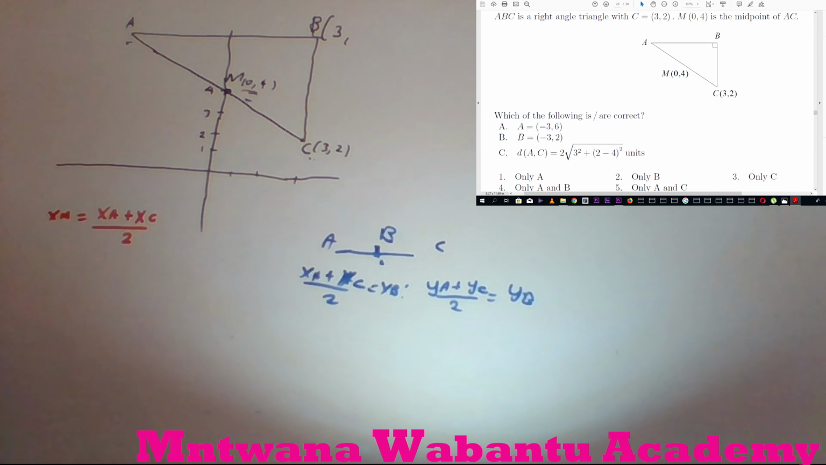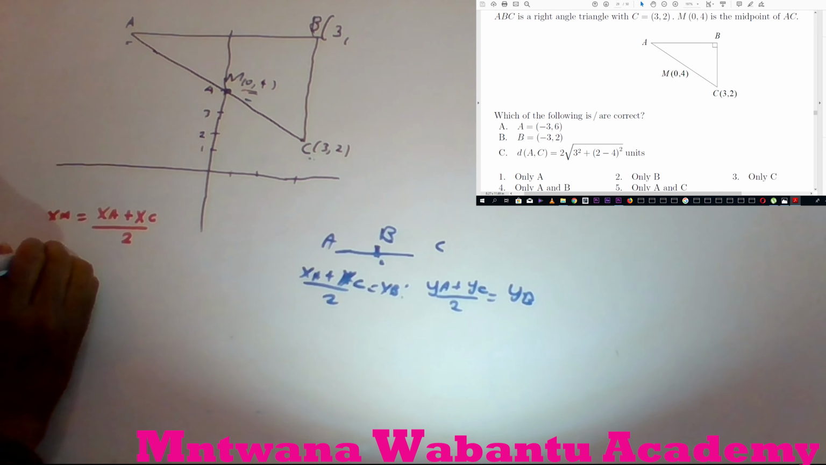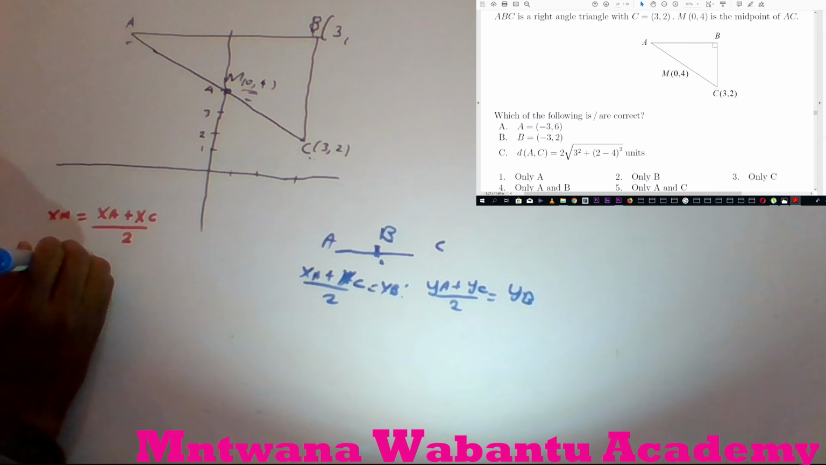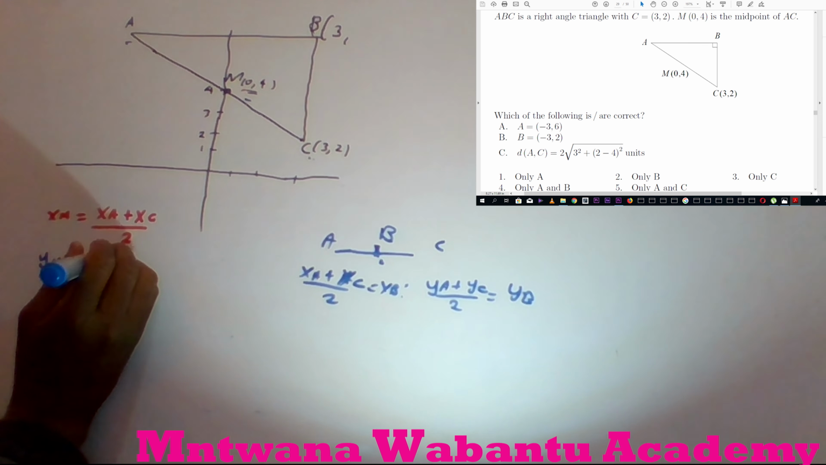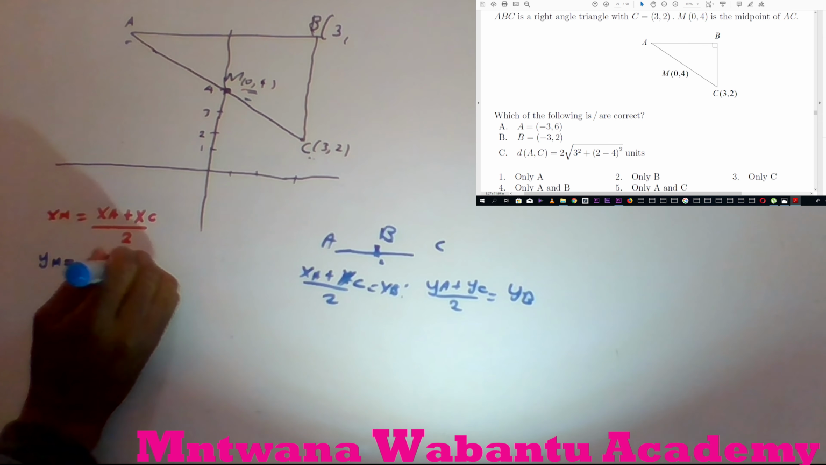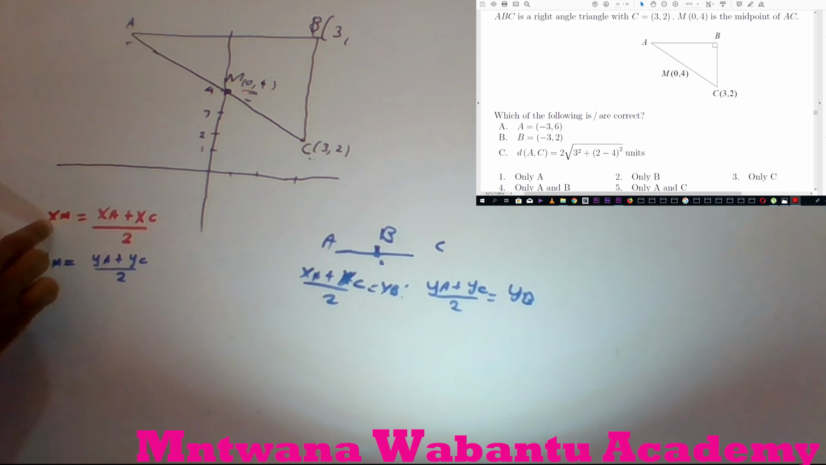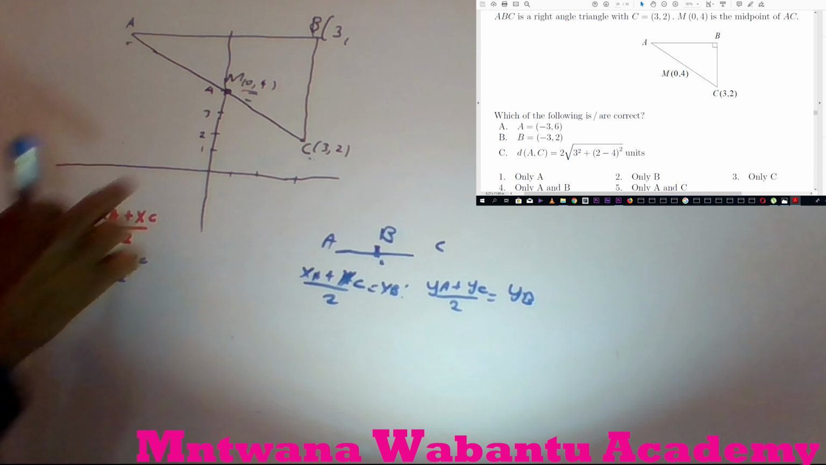How did I know that? The question said point M is the midpoint of AC. So if I want to get Y at the midpoint, it equals Y at A plus Y at C over 2. So let's plug it in. What is X at M? X at M we have equal to 0.